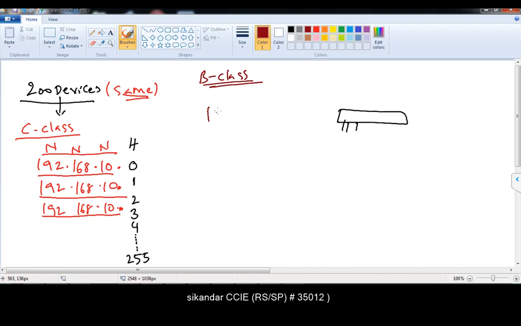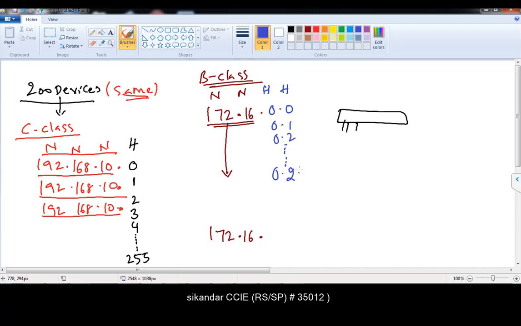When you talk about any B class address, let's say I'm using 172.16, in B class there are two network portions. In order to be in the same network, you have to make sure that 172.16 remains the same till the end. If it changes, it becomes a different network. So I can only play with the last two portions, which are my host portions. I can start with 0.0, 0.1, 0.2, like that I can go up to 0.255, because 255 is the maximum number in IP addressing.